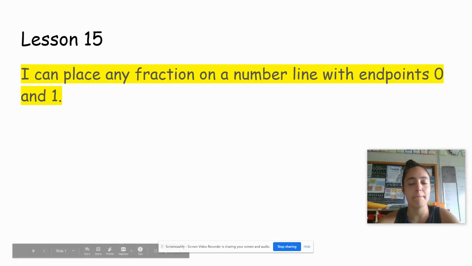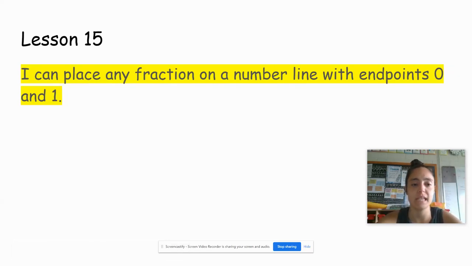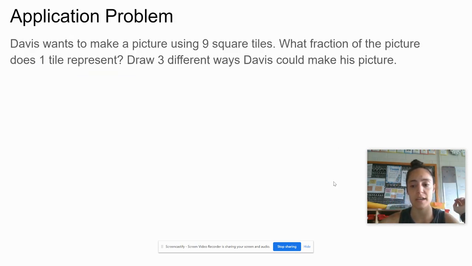Today we're going to talk about math, our Module 5 Lesson 15, and we are going to focus on placing any fraction on a number line with an endpoint of 0 and 1. So let's get started. Alright, so before we get started, we're going to talk about our application problem. And this is just a little review.